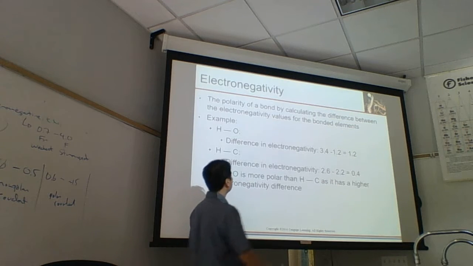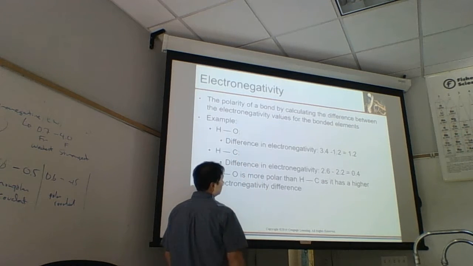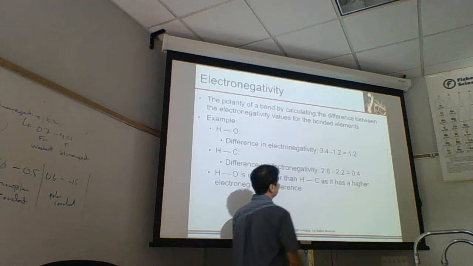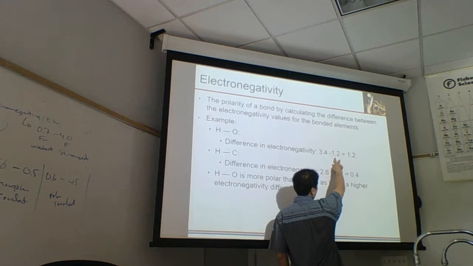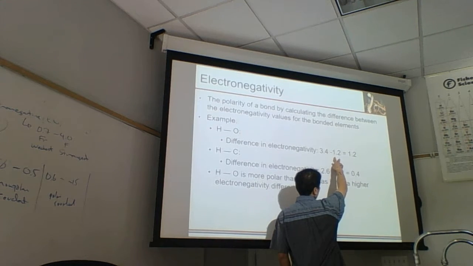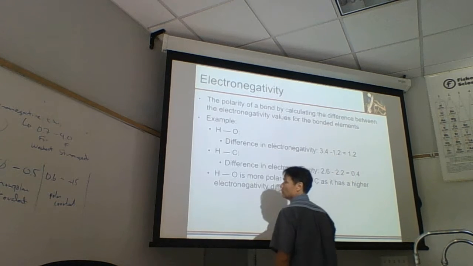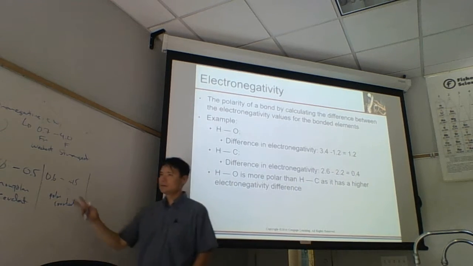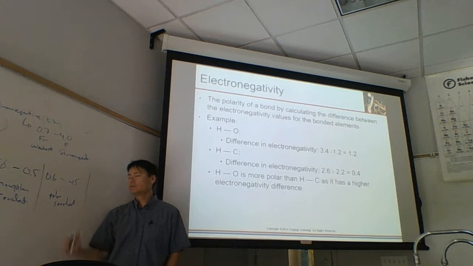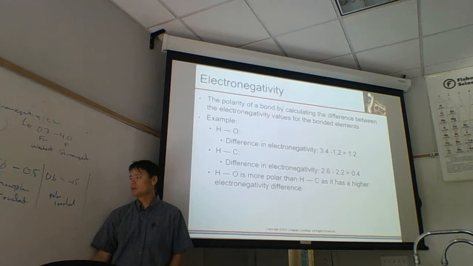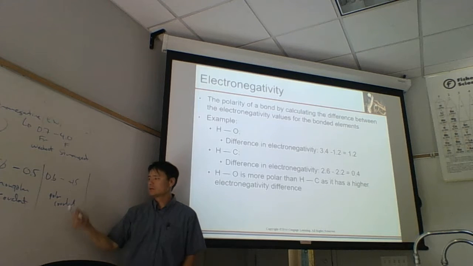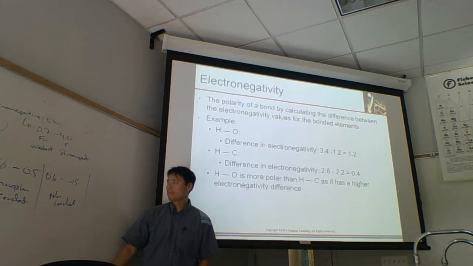So oxygen's stronger than hydrogen. Oxygen is 3.4. This is a typo, by the way. Hydrogen's at 2.2. 3.4, 2.2, the difference is 1.2. 1.2 is not enough. Oxygen will be incapable of stripping the electron. So that's going to result in polar covalent.